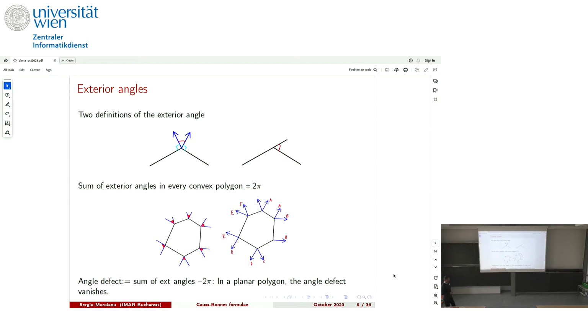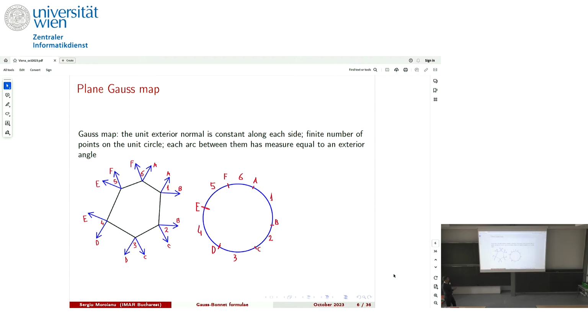We call this sum minus 2 pi the angle defect. If the polygon is not flat, then there's going to be some defect. So how to see that? Let's just take the unit normals to each side. For instance, along this side, the unit normals are parallel and they are called E. So there are some unit vectors, so points on the circle. And I did the picture again.